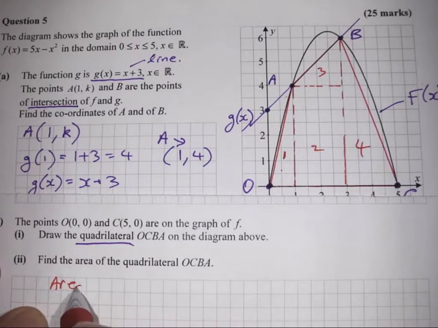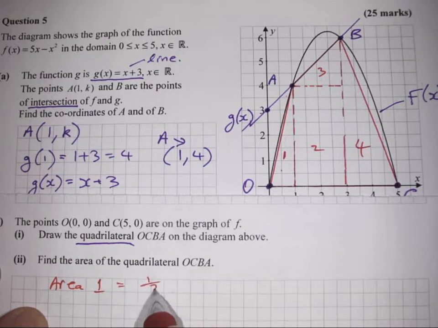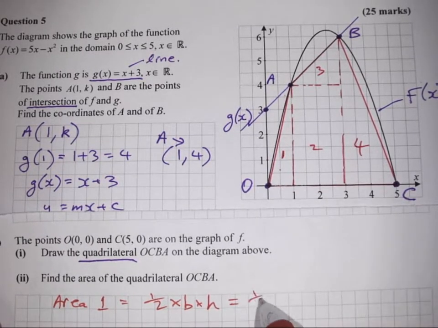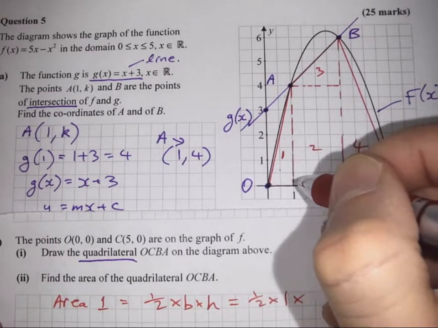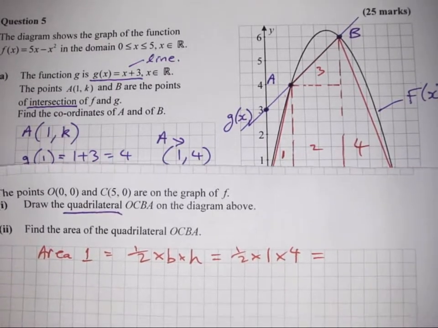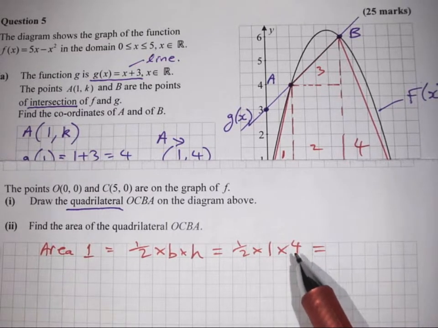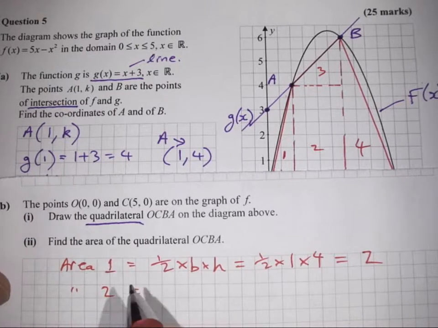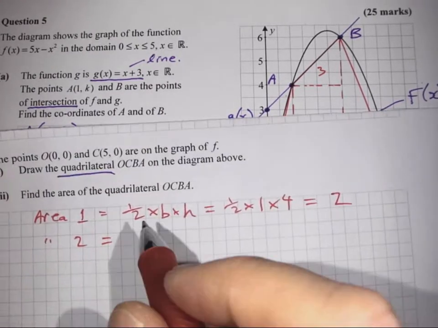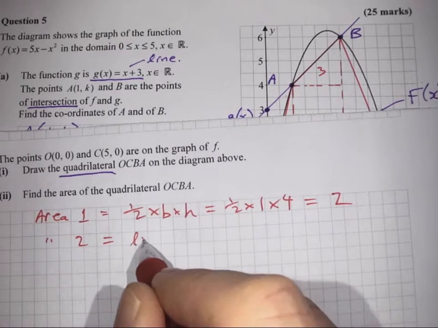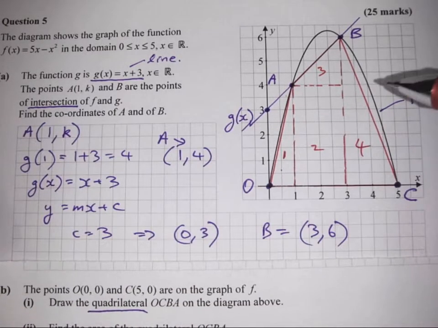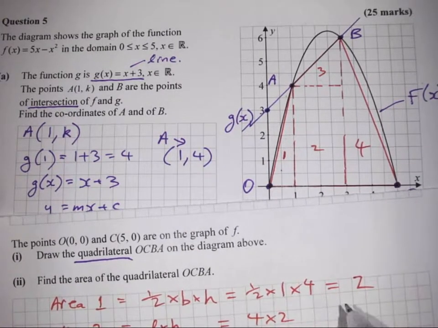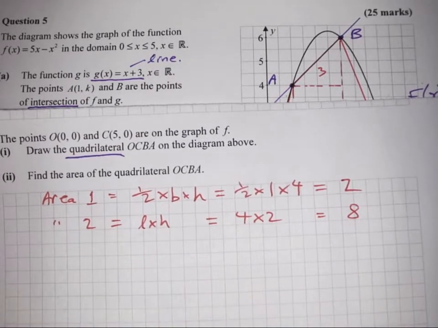So area 1 is half multiplied by the base multiplied by the height. That's the formula for the area of a triangle. And our base here is 1 unit, so we have a half multiplied by 1 multiplied by the height, which is going from 0 up to 4. You could just say 1 times 4 is 4, and half of that is 2. So that's the area of shape 1, triangle 1. And now we're going to get the area of shape 2, which is a rectangle. The formula for the area of a rectangle is the length by the height. The length of our rectangle here is 4 units, and the width is 2 units. So we have 4 multiplied by 2, and that gives us 8 square units for the area of rectangle 2.